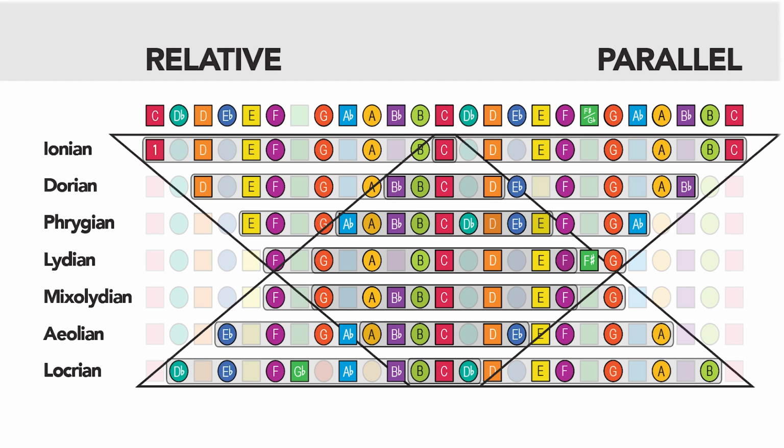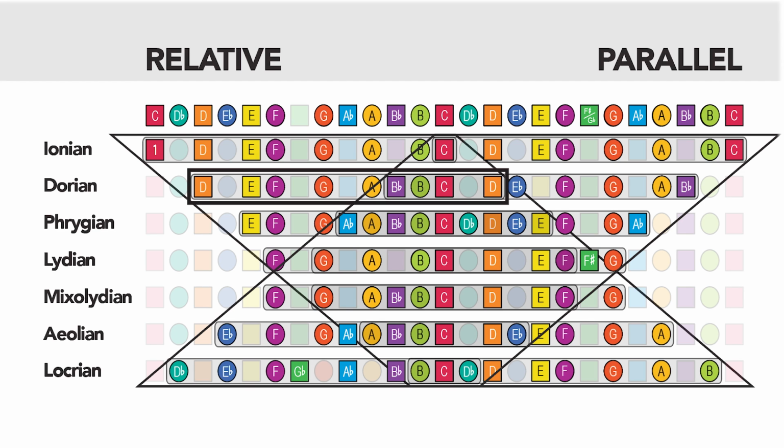The C relative modes are like a reflection of the C parallel modes. And this isn't just a pretty diagram, it goes deeper than that. Looking at the Ionian modes, for example, C Ionian is the same in both the relative modes group and the parallel modes group. This pattern begins and ends on C. C is on either end.